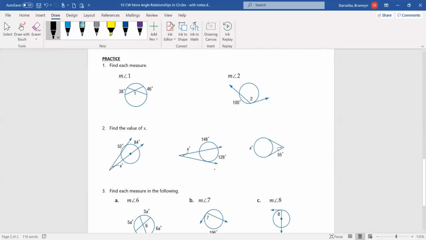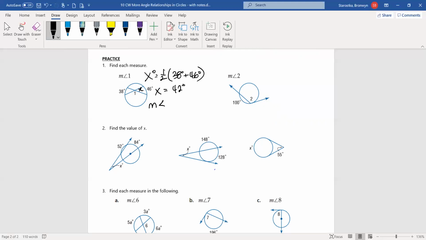We have the intersection of two chords inside. Inside means we add. Notice where angle 1 is, however. So I'm going to put an X right here, because that X, we know, is half the sum of 38 and 46. So X degrees is 1/2 of 38 degrees plus 46 degrees. X is 42 degrees.